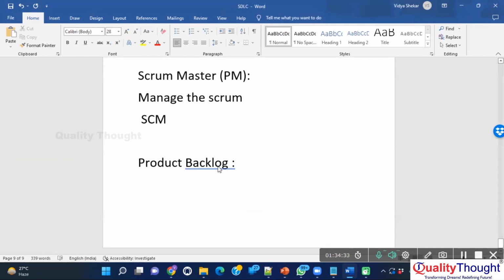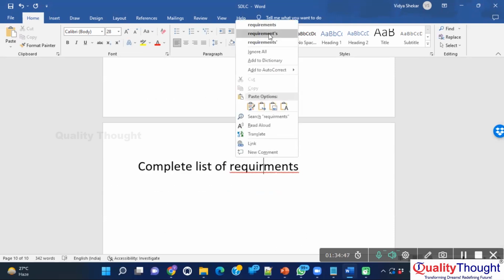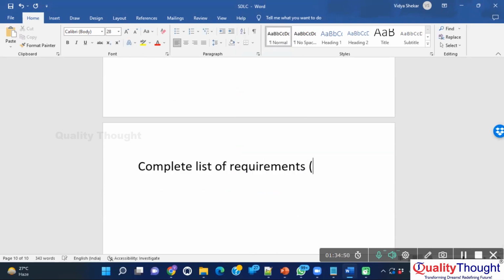What do you mean by product backlog? Product backlog is nothing but a complete list of requirements. It can also contain defects. Bugs can also be a backlog, right, which you have to fix. Or it also contains some enhancement requests from the client. Apart from the actual requirement, it can be bugs. It can be some enhancement requirements.